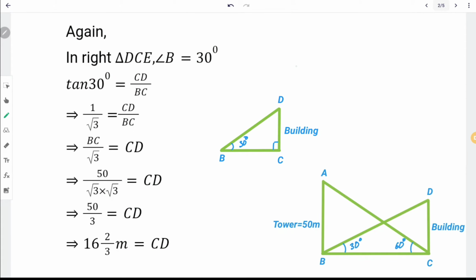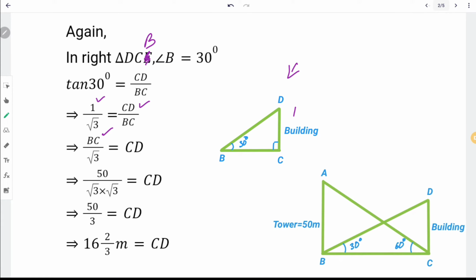All right, like I said, there are two right triangles. We'll now be taking the second right triangle, DC, this will be B, and they've given us the angle. Once again, we'll be using tan. So tan 30 degrees is perpendicular by base, so CD by BC. Now tan 30, what is the value? 1 by root 3. We don't know CD, we're trying to find CD. Now with this BC we'll do cross multiplication. It will go up to the numerator, as you can already see here.